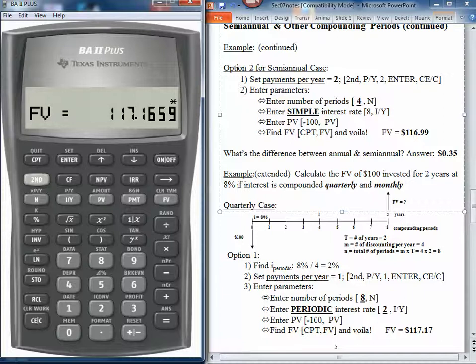All right, we'll end there and finish up this section, finishing up with this problem using the monthly, and then we'll move to annuities in the next segment.